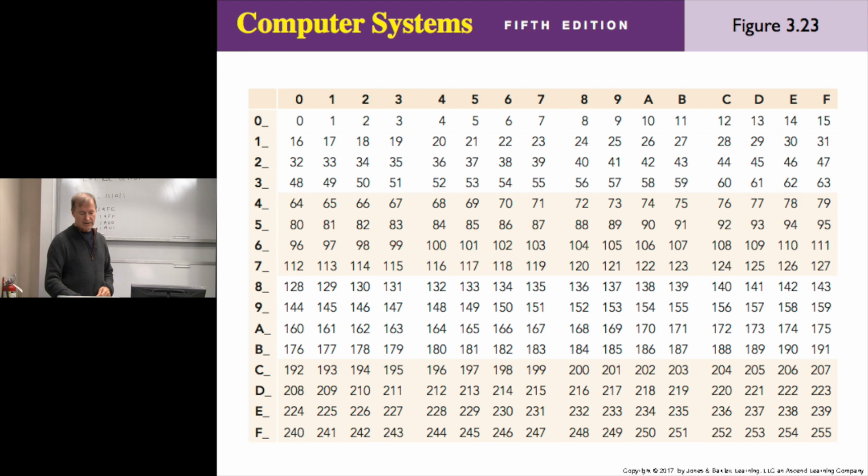So tell me, what is the decimal number for A7? 167. Does everybody see that? Are we good? Row A, column 7. So that's just an example of using that.